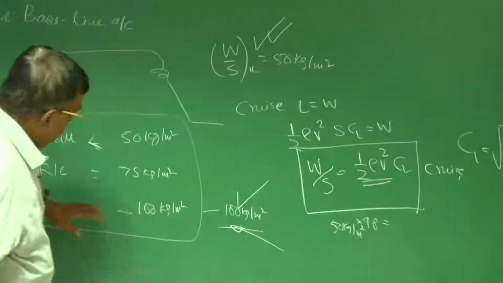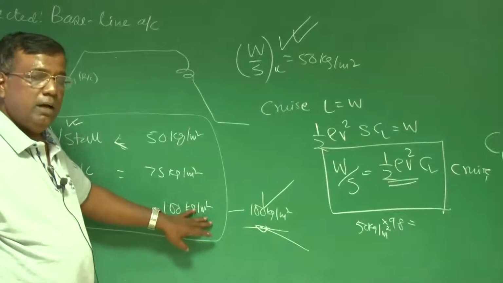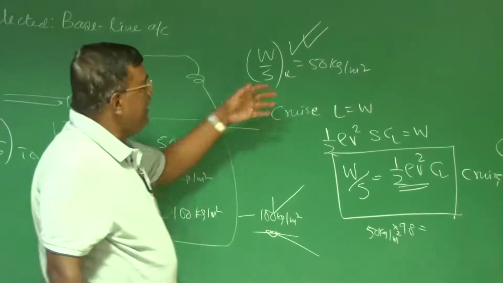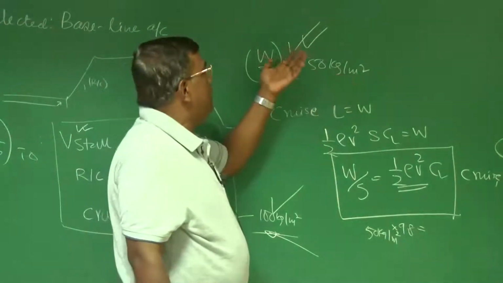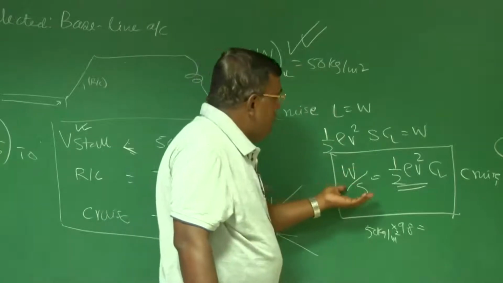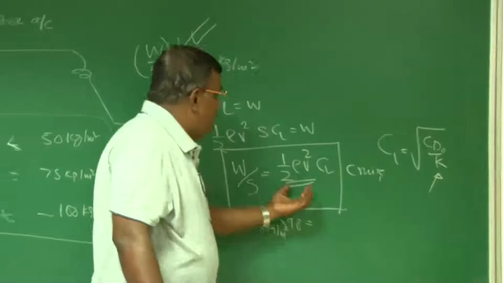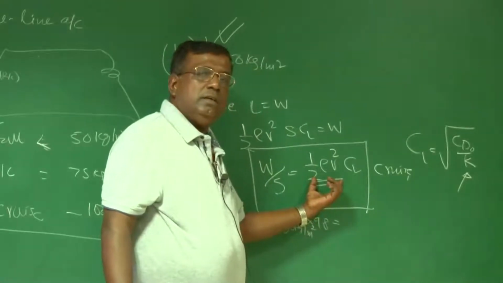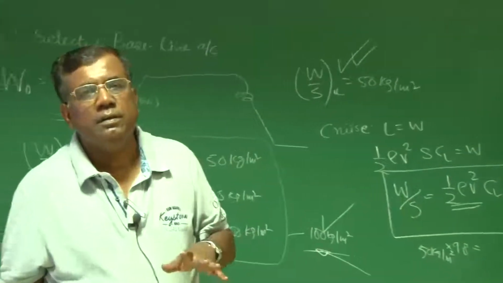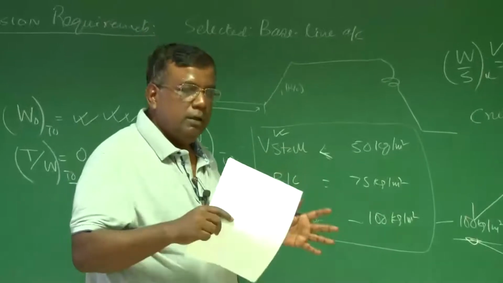I repeat, suppose for cruise W by S we are getting around 100 kg per meter square for our thrust required minimum condition, but we have taken 50 kg per meter square satisfying stall conditions. And if I use that, it means now to have the same condition, I have to fly at a lower dynamic pressure. Lower dynamic pressure means higher altitude and lower speed, or both. Then you have to do a tweaking.